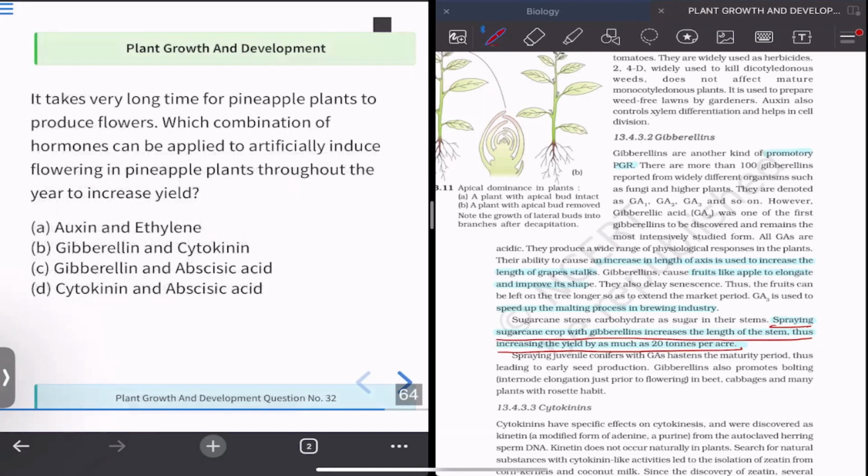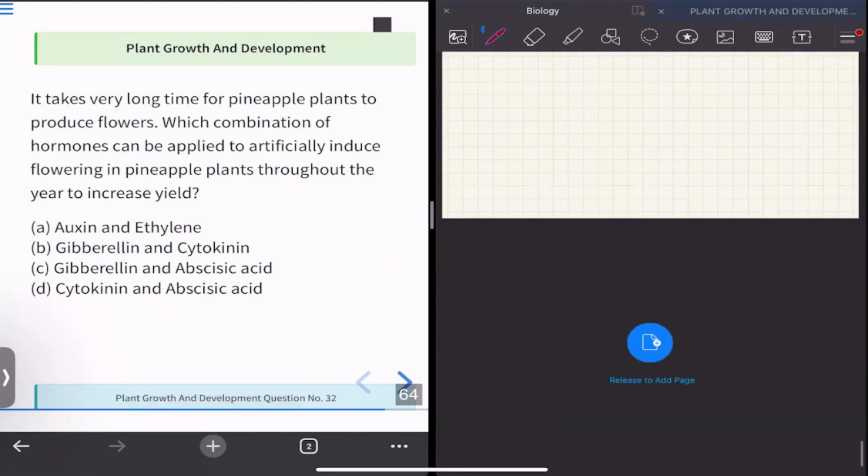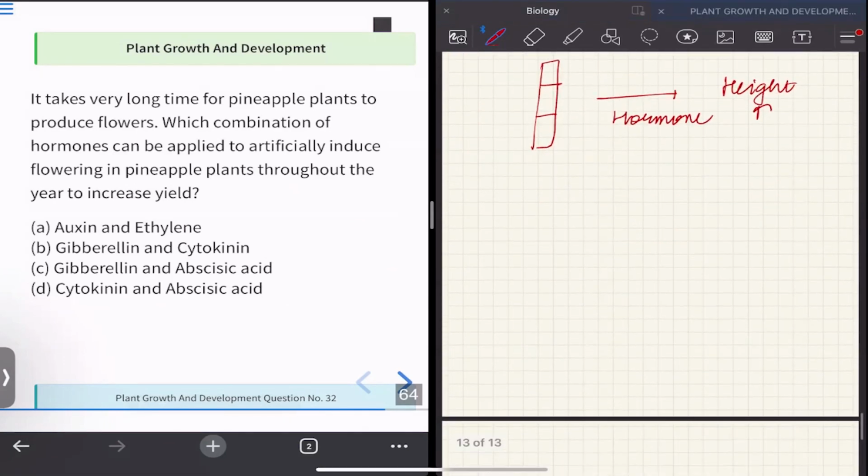Okay, so it takes a very long time for pineapple plants to produce flowers. Which combination of hormones can be applied to artificially induce flowering in pineapple plants throughout the year to increase yield? So this right here is which question? Question number 32. So we have a pineapple plant, and what do we want to do? We want to produce flowers.